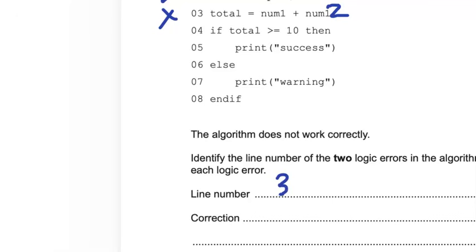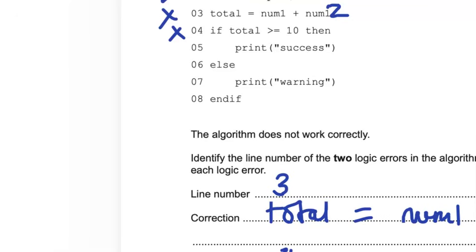So line number 3, and the correction would be total equals num1 plus num2. And then line number 4, if total is greater than 10, then, right, so that's wrong because it's got to be between 10 and 20. So that's our second error. It's line number 4. So we found this quite quickly.